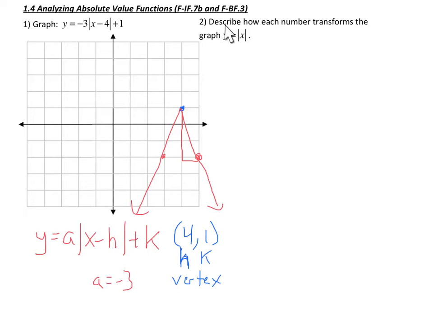So now we're going to problem B. Describe how each number transforms this graph. So let's first just graph this one so we can see better how the transformation works. To graph this one, do you understand my A is 1, my H is 0, and my K is 0? It's very simple, the basic parent graph of an absolute value. So I'm going to graph that one.